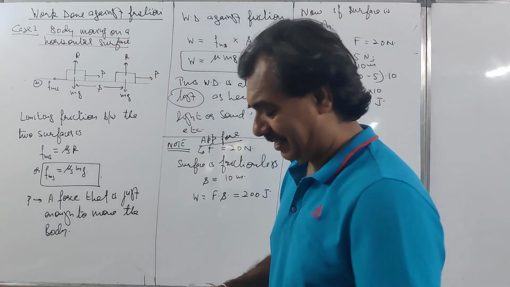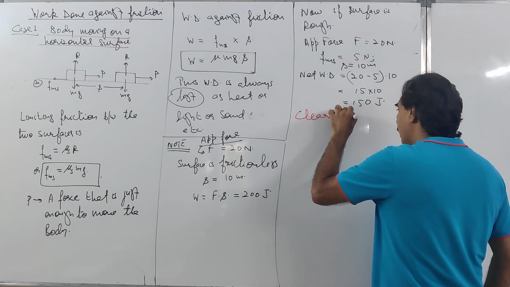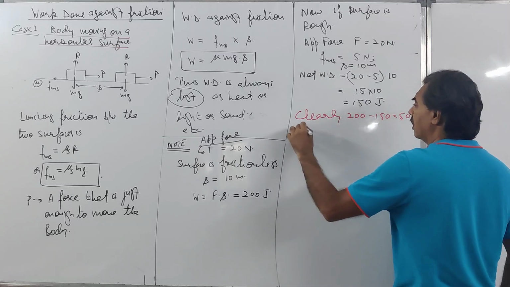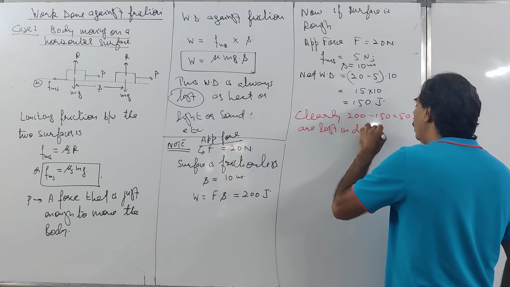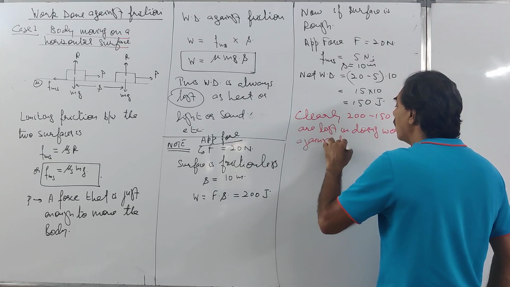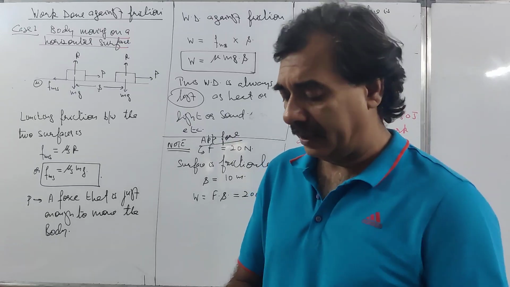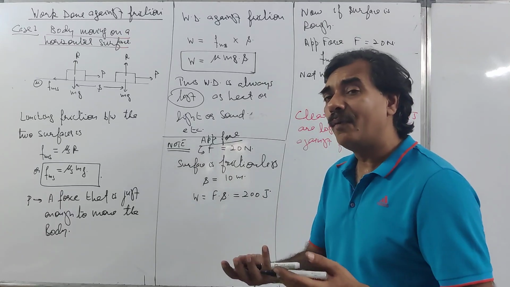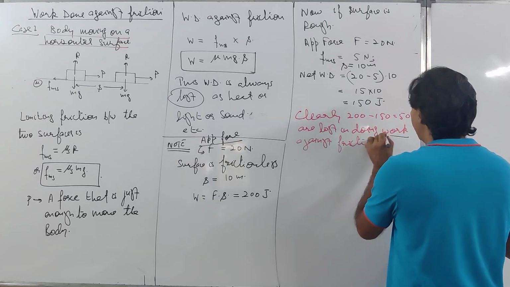50 जूल कहाँ गए? Clearly, 200 minus 150 equal to 50 joules are lost in doing work against friction. ये मेरे को कोई पूछे नेट वर्क डन कितना है, यार अगर, therefore work done against friction is 50 joules, which is lost in doing work against friction.